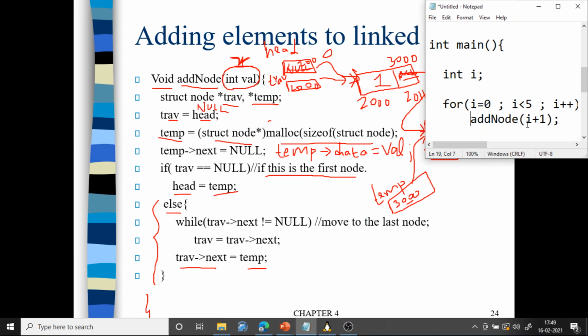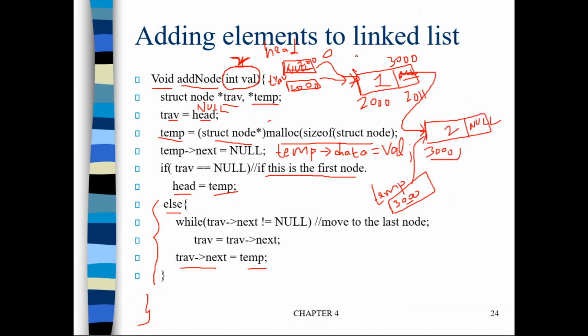Similarly, when the loop executes for the third time, that is when i is equal to 2, it will call add node of i plus 1, that is 3. So now the val part will be 3. Again we are creating all these things, traverse, temp, everything.